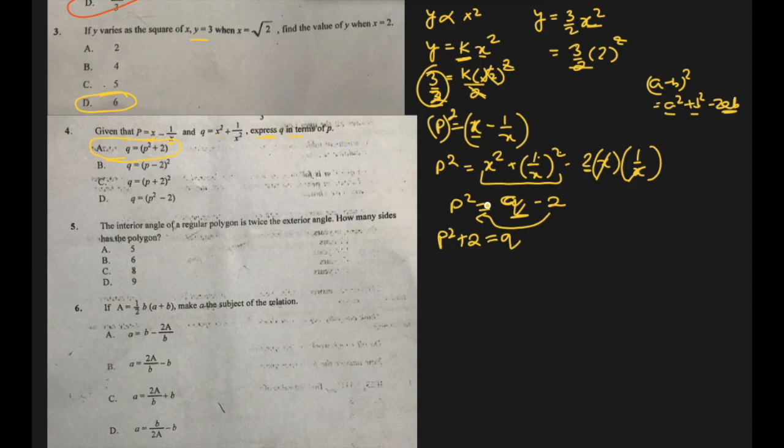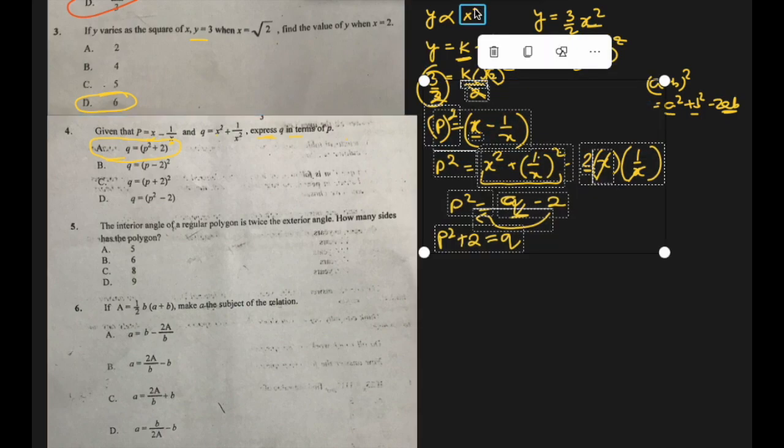A. The interior angle of a regular polygon is twice the exterior angle. First, we should know what the interior angle formula and the exterior angle formula are. Okay? So, let's do it.